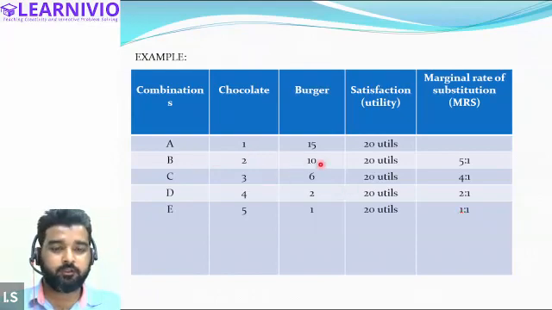For increasing chocolate, he will sacrifice 1 burger, so he'll have 0 burger, right?